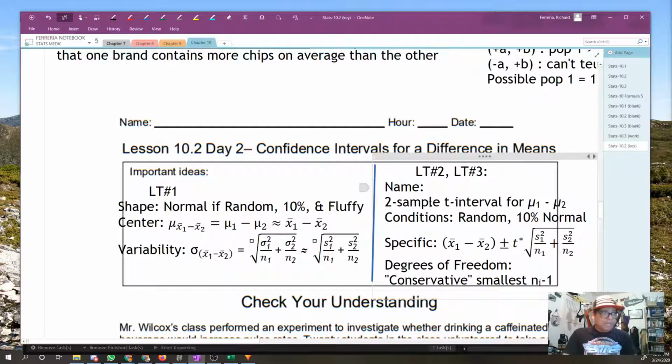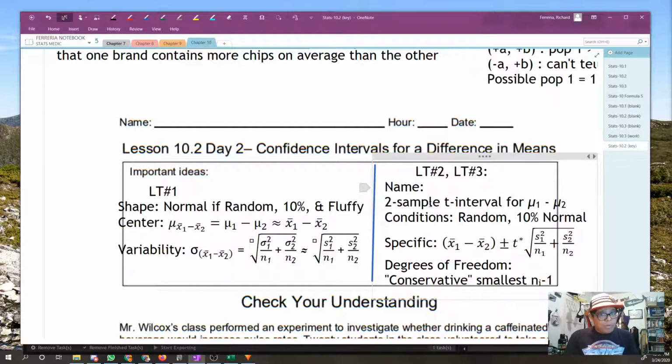Conditions, that's the same conditions that we had from the previous box: random, 10%, and normality or fluffy. The specific formula, I think you see that: x bar 1 minus x bar 2, plus or minus t star, and then the variances are added together. And then degrees of freedom.